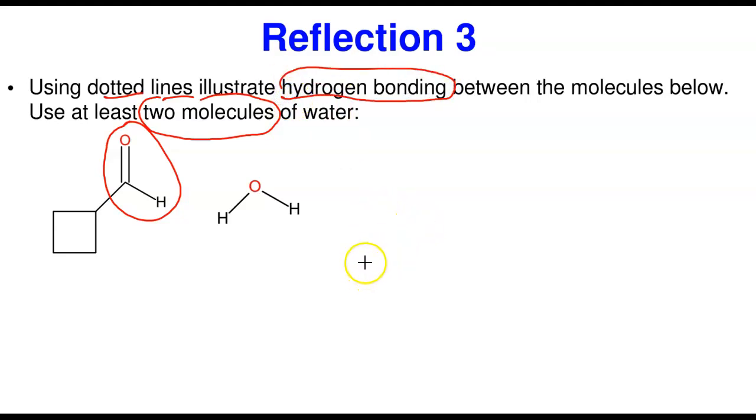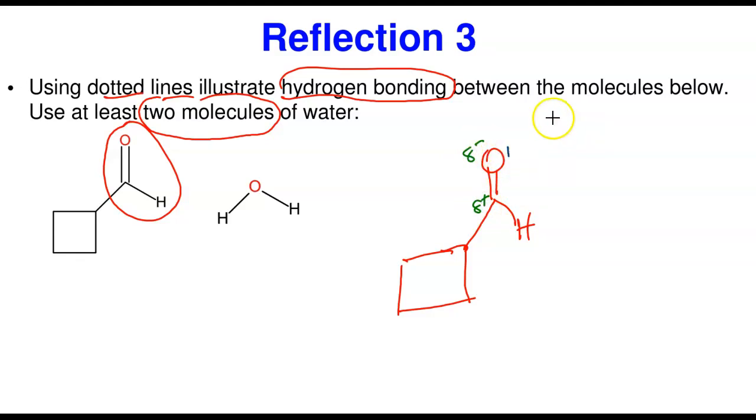Let's see. So I'm going to first of all draw the aldehyde itself. And then I'm going to use a different color. Let me use blue to put my hydrogen bond with water. Remember, this is carbon. Let me use the green. This is partial positive, this is partial negative. So here the negative will interact with the hydrogen, because the hydrogen of the water is positive. So this hydrogen is partial positive, this is partial negative, partial positive.